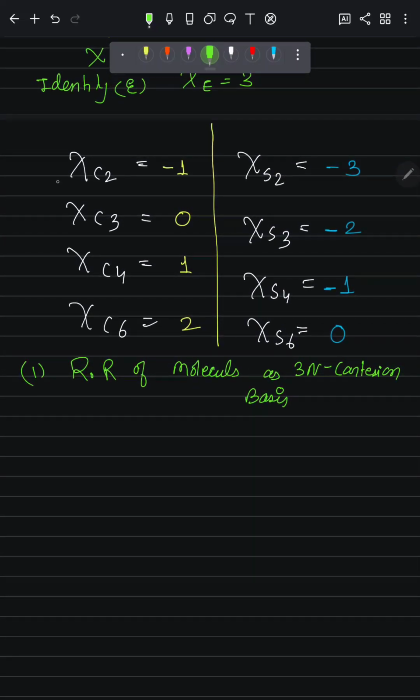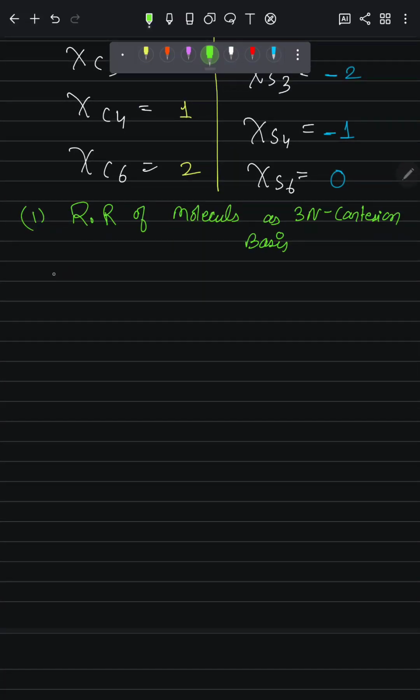Now let's discuss the first type of character, for the reducible representation of molecules as 3n Cartesian basis. So according to this, we use the previous values for character. To write a reducible representation, let's take an example of H2O.